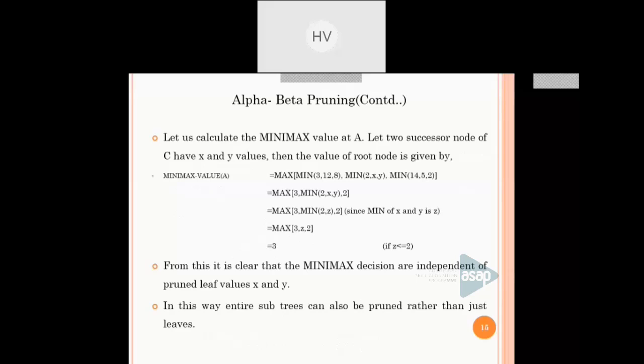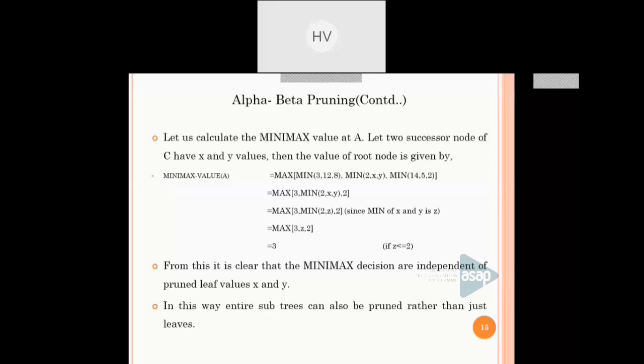The minimum of 3, 12, 8 is 2. Minimum of 2, x, y, this is given as 2, x, y. Then the minimum of 14, 5, 2 is 2. Next step, we are assuming the minimum value of x and y as z. So minimum of 2 and z.